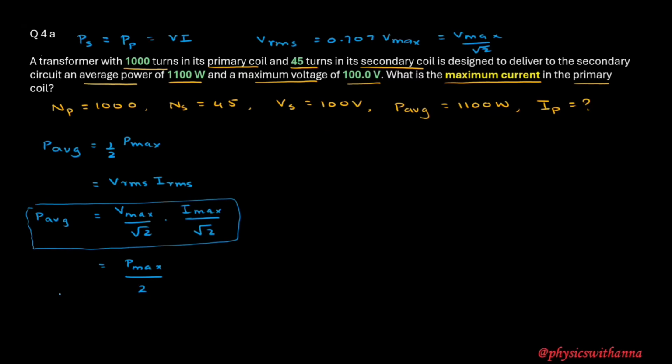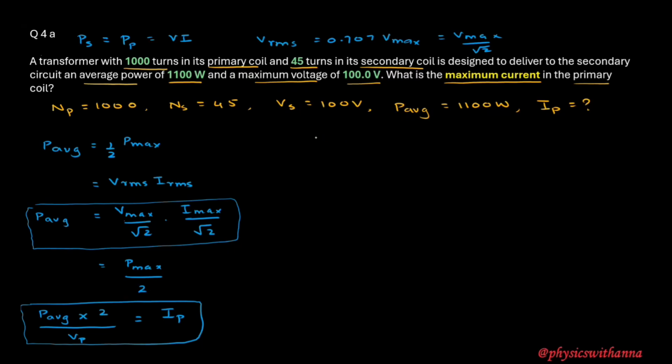So we rewrite this expression: power average times root 2 into root 2 will be 2, divide by Vmax. Vmax I will take for the voltage across primary, so Vp, is equal to Ip. So this is the expression for maximum current across the primary. But to find this current, I need to find the maximum voltage across the primary. We're going to use the transformer equation to find Vp and then return back to this expression.